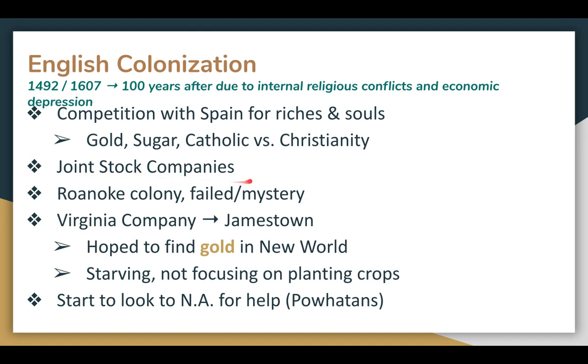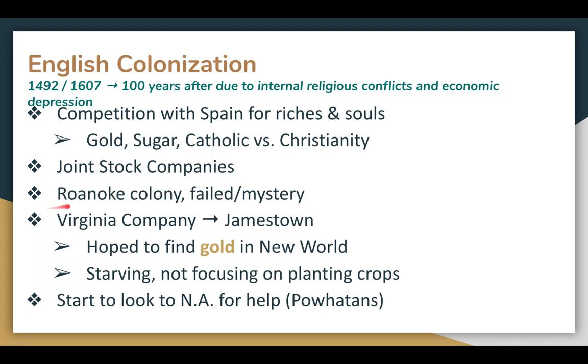Most of the people that are coming to the New World in the very beginning are coming from joint stock companies. They've been employed by a company to go find gold. Once they find that gold, the company will help pay for them to come back and they'll sell that gold. Okay? It's all a way for the joint stock companies to make money.